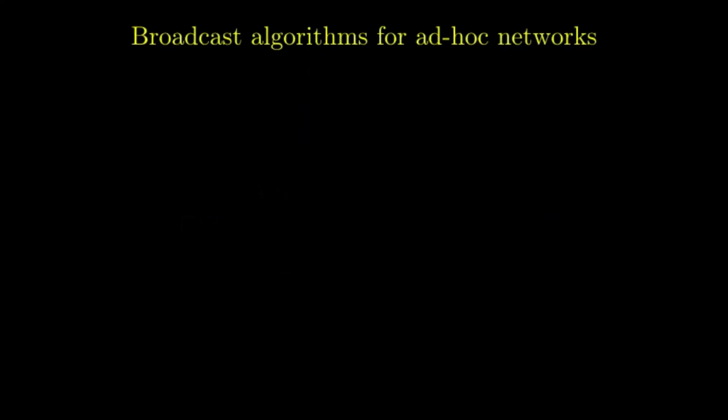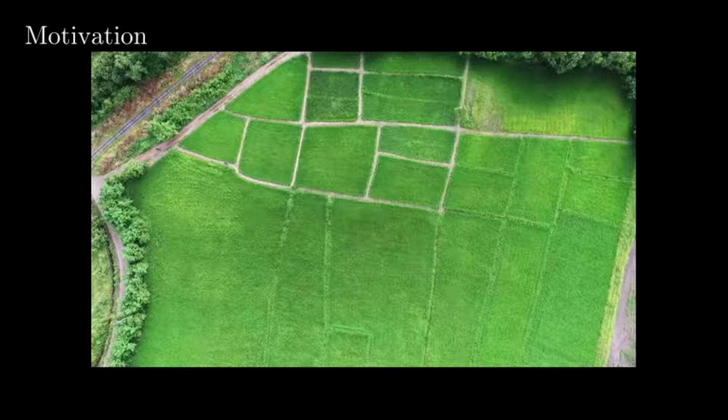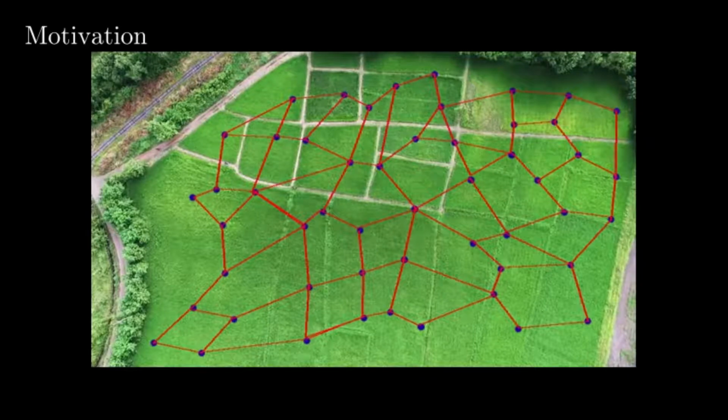An ad hoc network is just a bunch of communicating nodes without any centralized infrastructure. For example, you can think of sensor nodes deployed in a field. These could be temperature or humidity sensors which form a network. Here, the edges indicate the neighbors which are within communication range of a particular node.